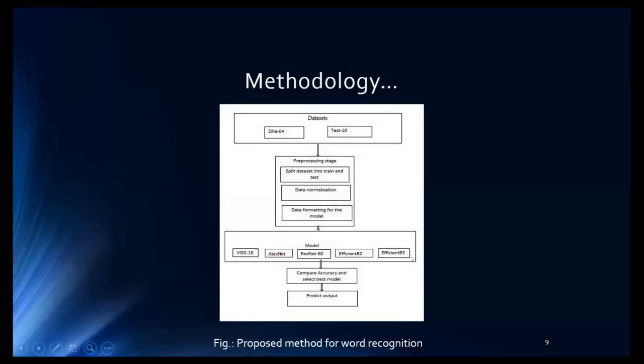The proposed methodology of my word recognition is: first I use 2 datasets, BanglaLekha 64 and test. Then I pre-process the data. The pre-processing stage is to split the dataset into train and test, then data normalization, then data formatting for the model. Then I apply 5 different CNN-based architectures: VGG16, AlexNet, ResNet50, EfficientNet B2, and EfficientNet B3. Then I compare accuracy with these 5 architectures, select the best model, and then predict output.